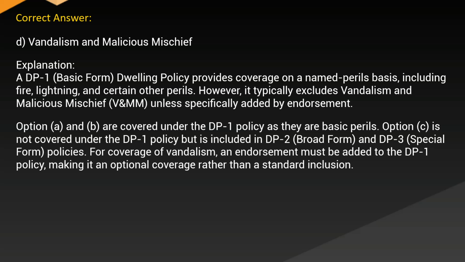Explanation: the DP-1 basic form dwelling policy provides coverage on a named perils basis, including fire, lightning, and certain other perils. However, it typically excludes vandalism and malicious mischief unless specifically added by endorsement. Options A and B are covered under the DP-1 policy as they are basic perils. Option C is not covered under the DP-1 policy but is included in DP-2 Broad Form and DP-3 Special Form policies. For coverage of vandalism, an endorsement must be added to the DP-1 policy, making it an optional coverage rather than a standard inclusion.